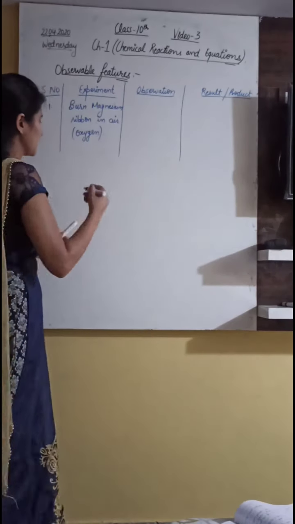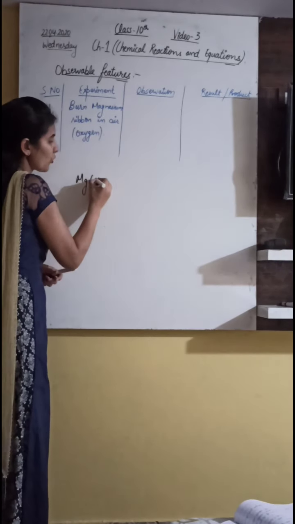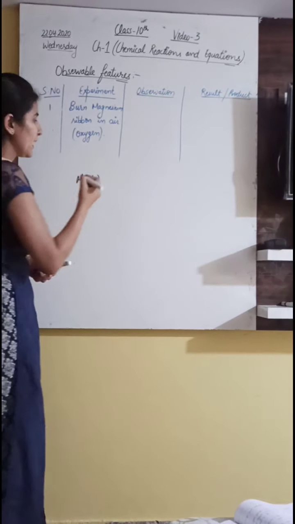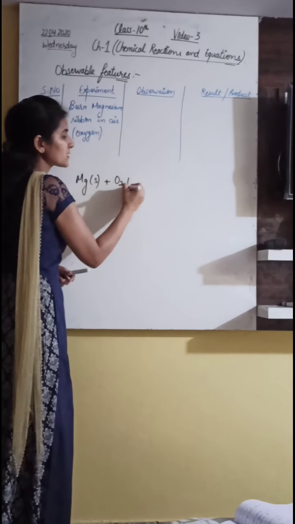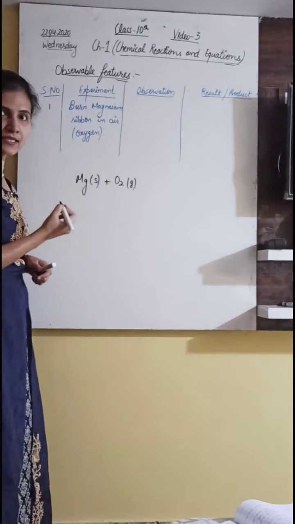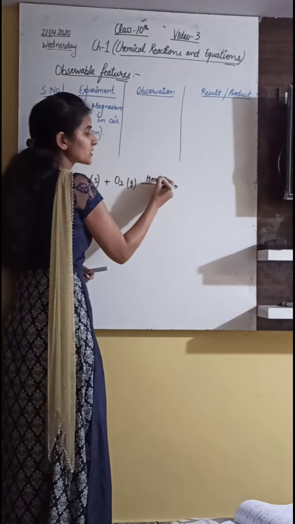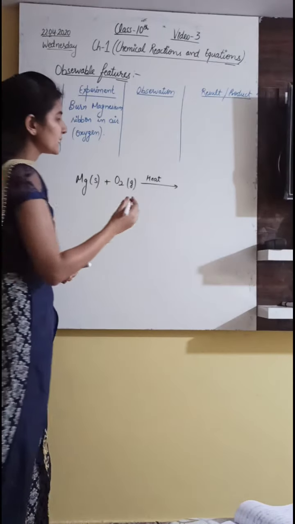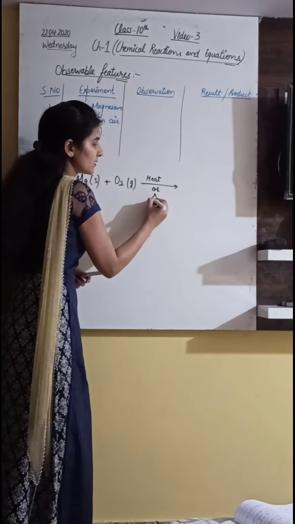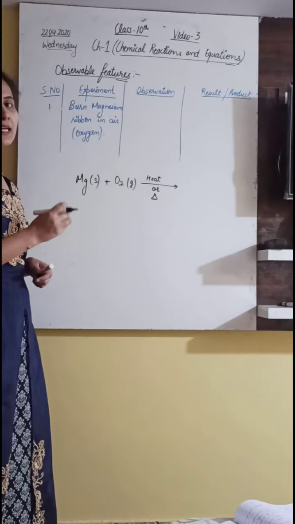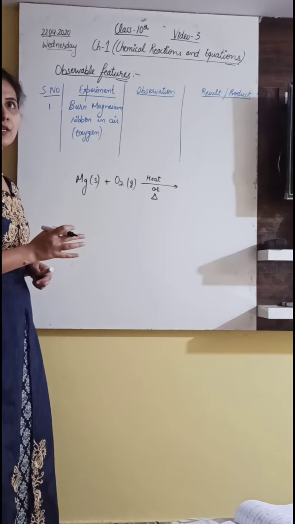Magnesium ribbon. So obviously it will be in solid form, and we are burning it in the presence of oxygen. Oxygen is a gas, and burning means we are providing heat. Heat can also be represented with a triangle. So this triangle means we are supplying heat in any equation.